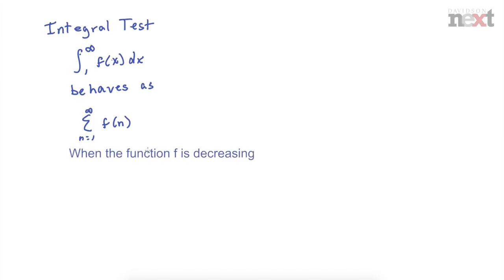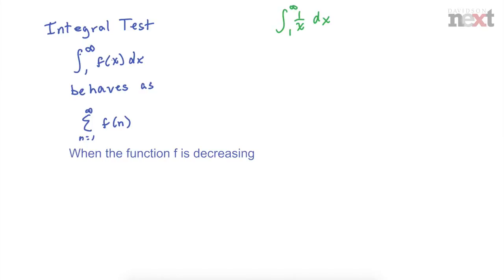So we have something known as the integral test. With the integral test, an improper integral will behave the same way as our infinite series. If one converges, so will the other. If one diverges, so will the other. Let's look at a classic example. If we consider the integral of 1 over x dx on the interval 1 to infinity, this is an improper integral, and you know that this integral diverges.